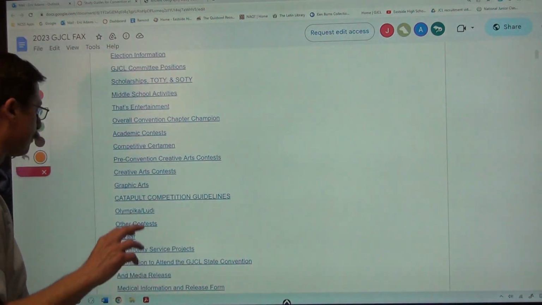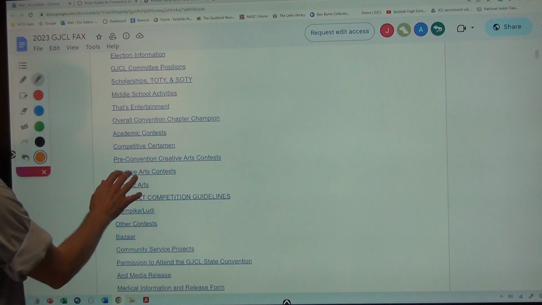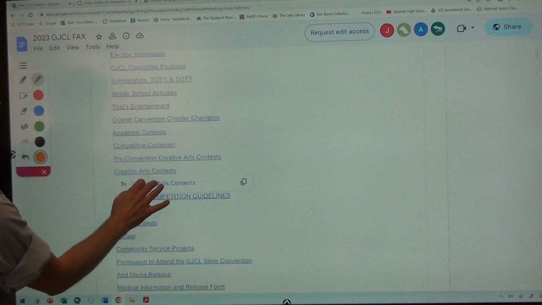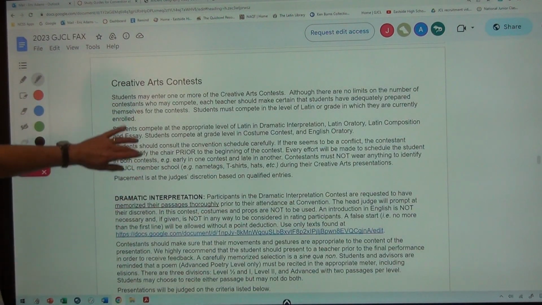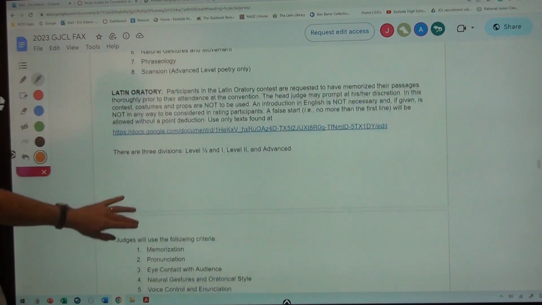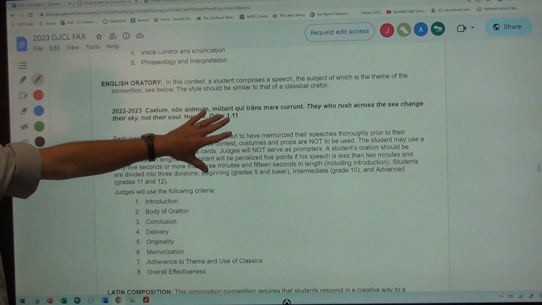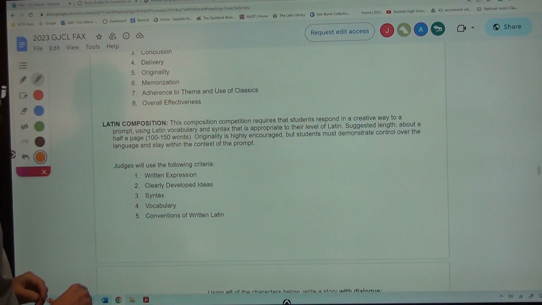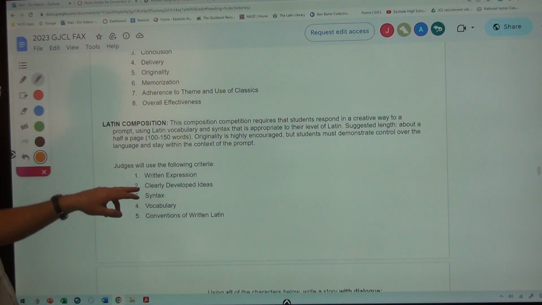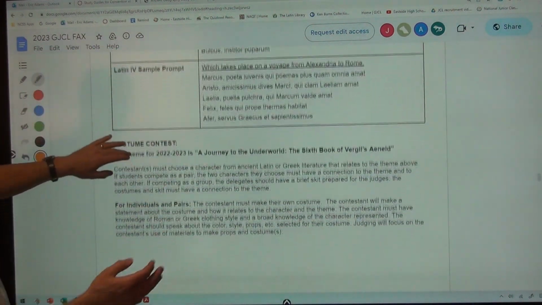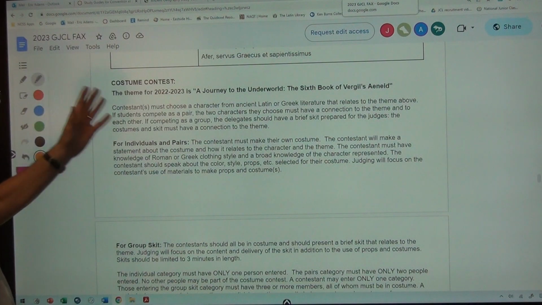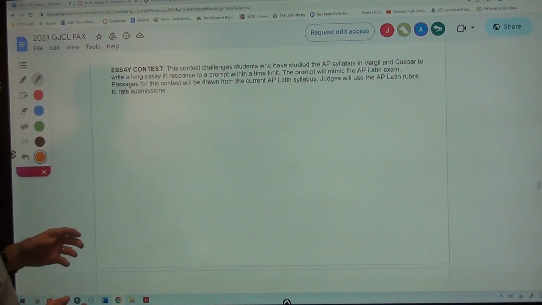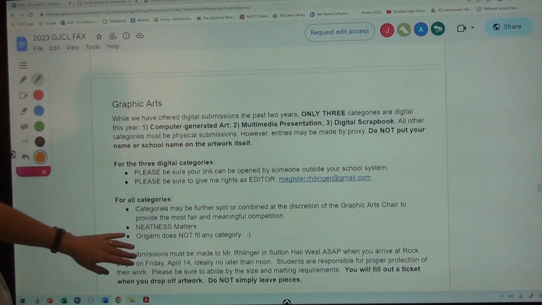But the two that I want to talk about that you can prepare for are, first, creative arts. I'm going to click right here on the facts for creative arts, if that will work. Hopefully it will take us to the spot. You can see they have a dramatic interpretation, which I'll come back to. Latin oratory. They have English oratory, which is an English speech you write. The other is a Latin speech that you can memorize and then deliver. Latin composition, if you want to do it, you do on site, so there's no registration ahead of time. You make a costume in the costume contest and wear it at the actual contest, an essay contest, and so forth.